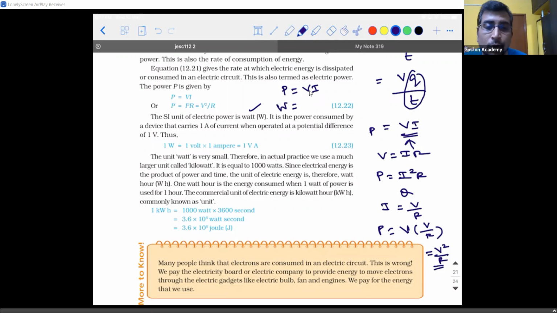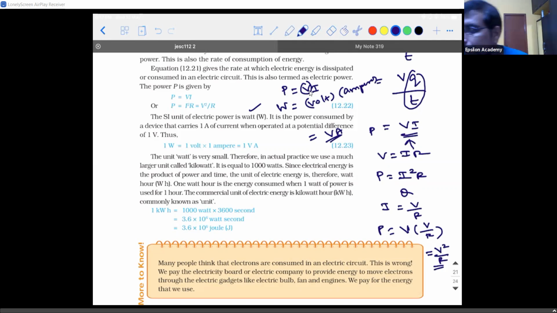Watt is equal to, how is the voltage measured? It is measured in volt, and current is measured in ampere. So volt into ampere is 1 watt.